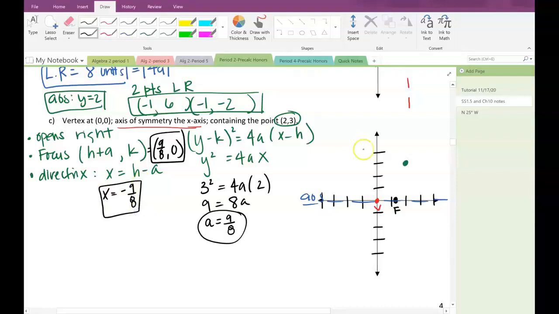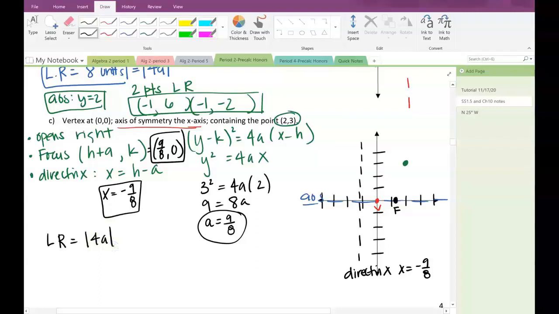So I'm going to go behind and just a tad bit to the left of negative 1. I'm going to write directrix. And I'm going to write x equals negative 9/8. All right. What I'm missing is actually my total length of the latus rectum, okay? Total length is absolute value of 4a.